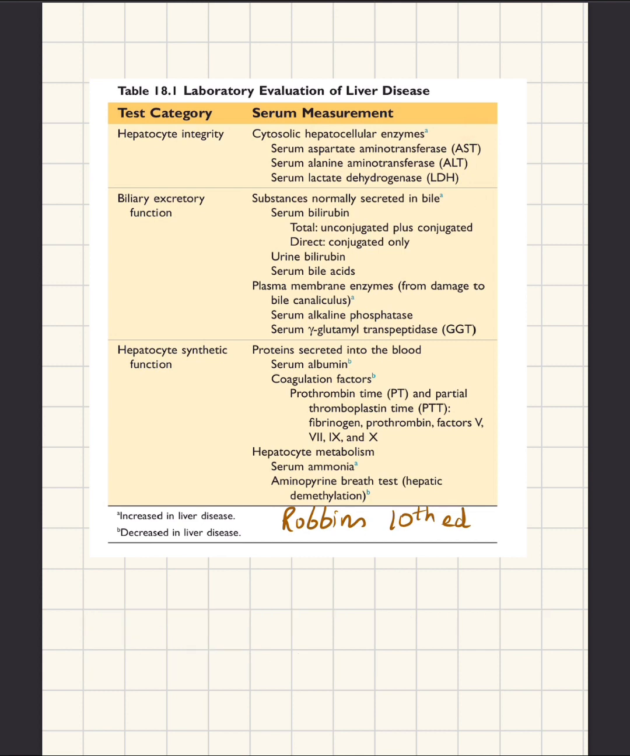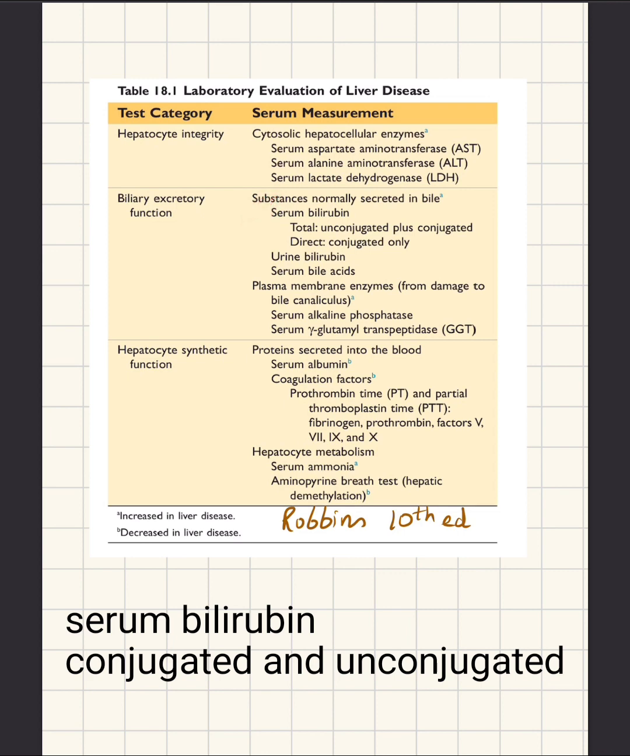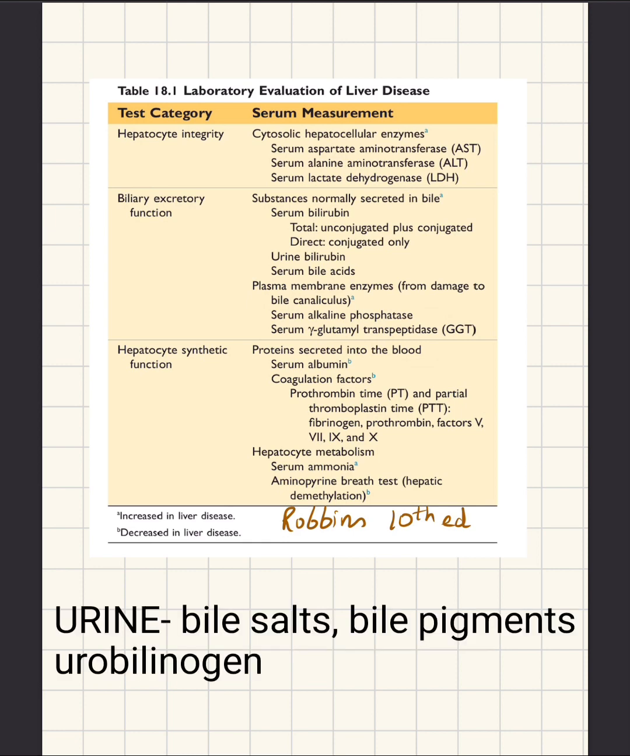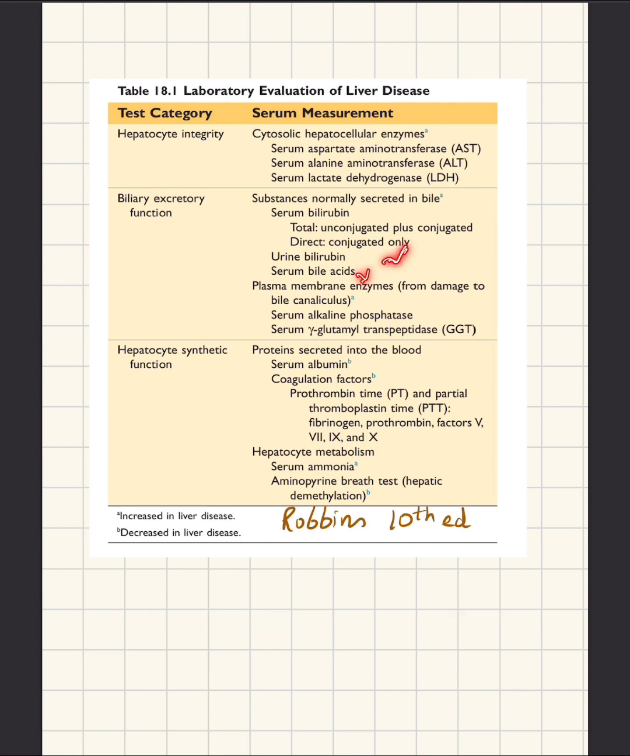Now the liver has an excretory function. It excretes the bile. Bile comes from the liver, so there are again serum estimations that we do. We do serum bilirubin, then plasma membrane enzymes like serum alkaline phosphatase and gamma glutamyl transpeptidase. These enzymes are present in liver cells as well as the bile duct epithelium, so they will be increased when there is damage to the biliary epithelium also. Then we can test for bile salts, bile pigments, and bilirubin in the urine also. Then serum bile acids can also be done.